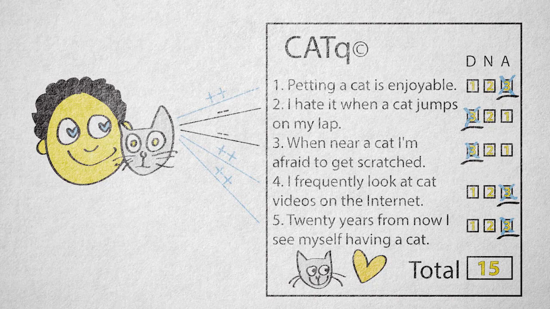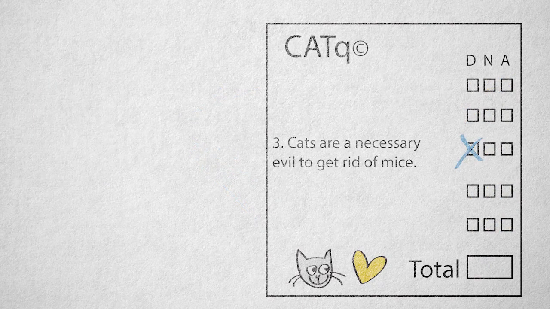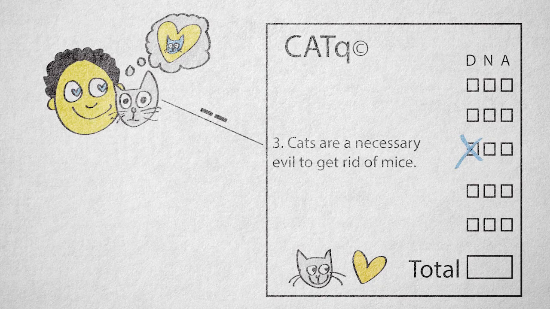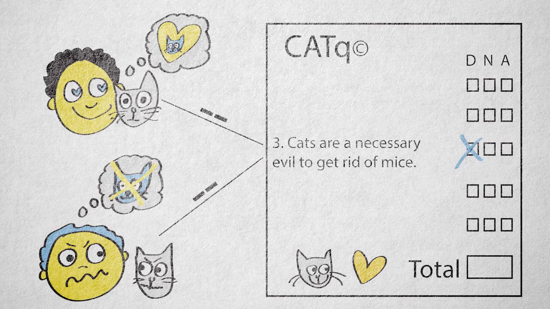An example of a non-monotone item is "cats are a necessary evil to get rid of mice." People who love cats will disagree, but extreme cat haters will also disagree. They will feel cats are just evil and not necessary at all. A score could indicate high or low cat fondness.